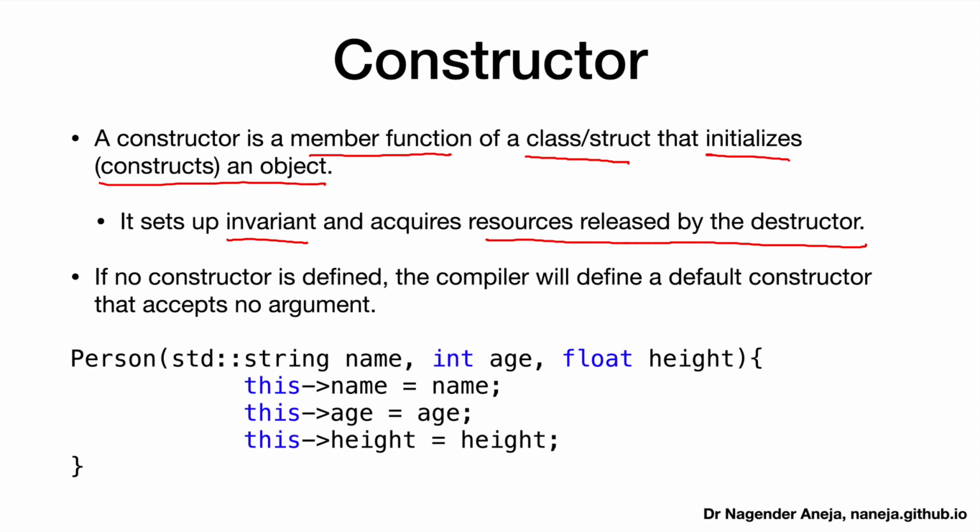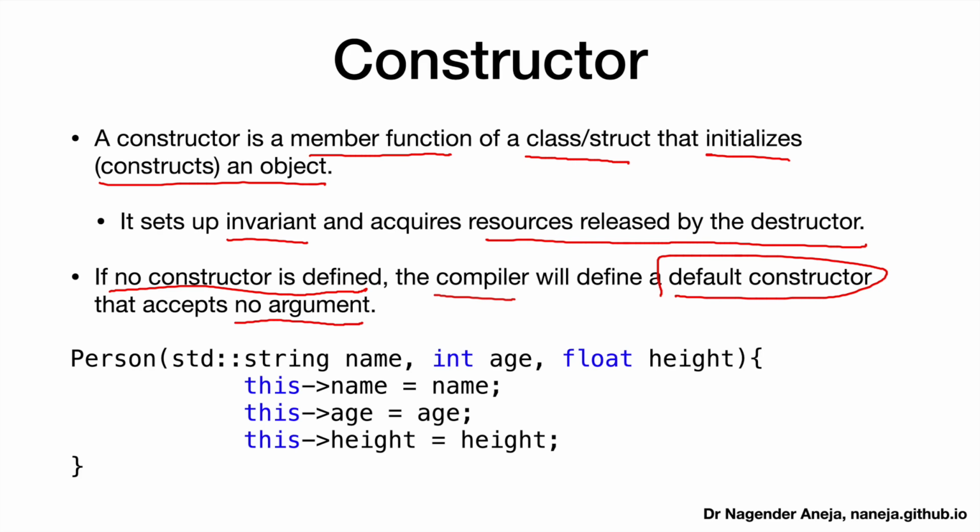the destructor. So if no constructor is defined, let's say that you created a class but you don't have any constructor, the compiler will define a default constructor. The compiler is going to create a default constructor that accepts no argument. So this will be without any argument.